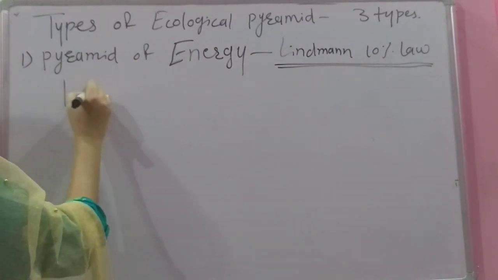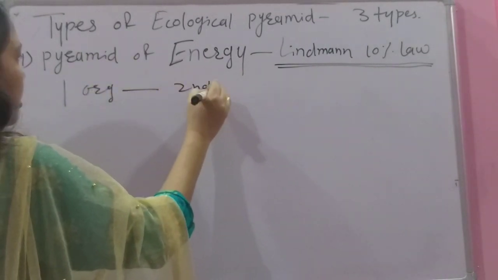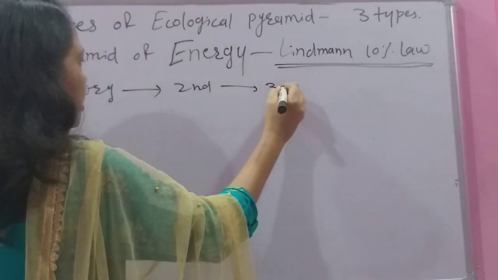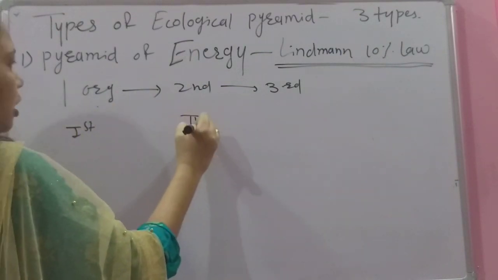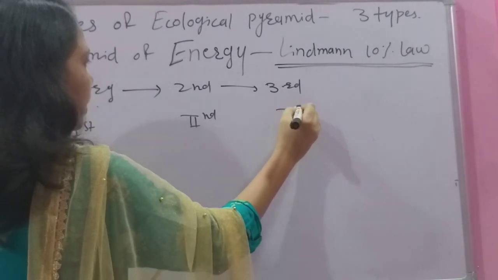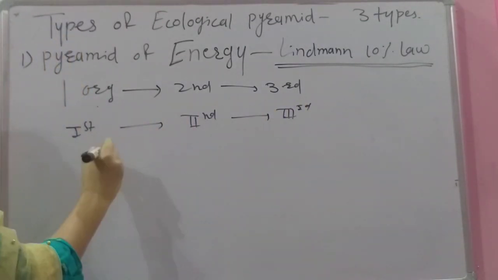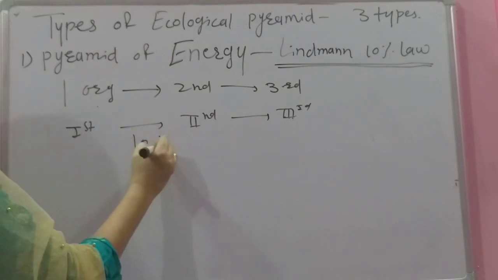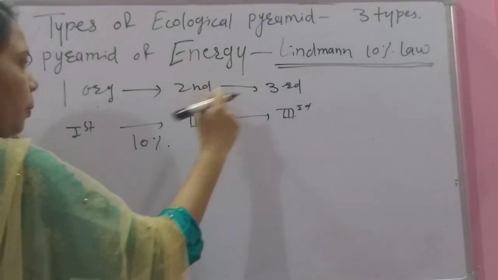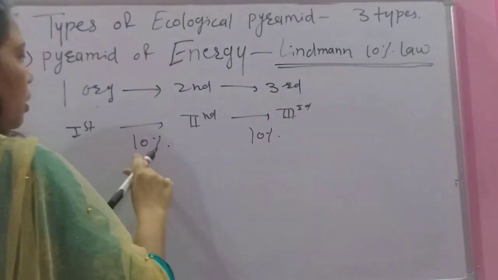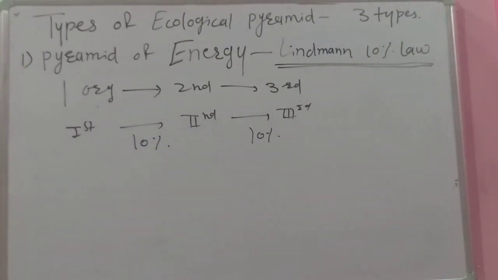From the first organism to the second organism to the third organism, the energy is transferred. For example, from the first trophic level to the second trophic level and the third trophic level. But only 10% of the energy is transferred from the first trophic level to the second trophic level, then from the second trophic level to the third trophic level. Only 10% energy is transferred from one trophic level to another. This is the Lindemann 10% law.